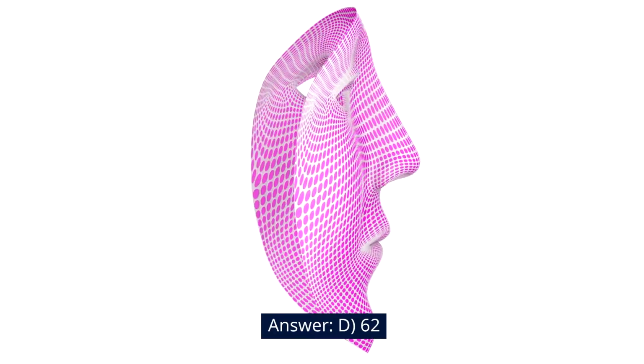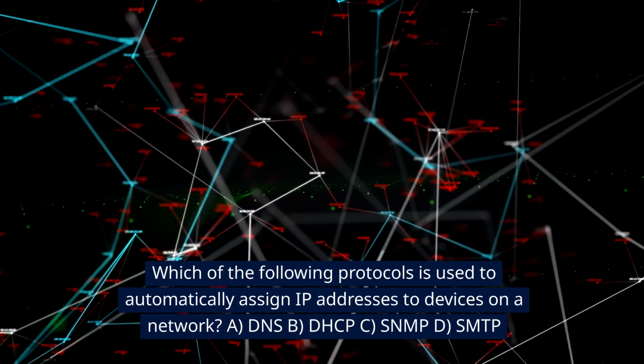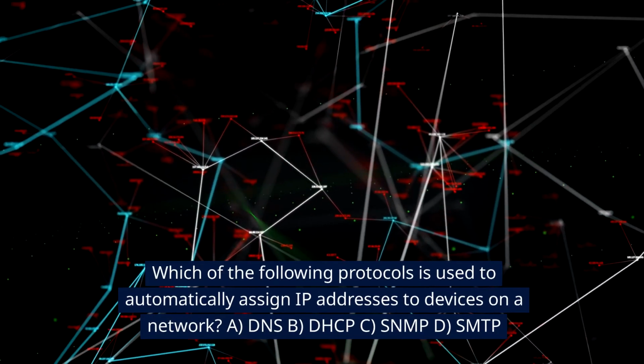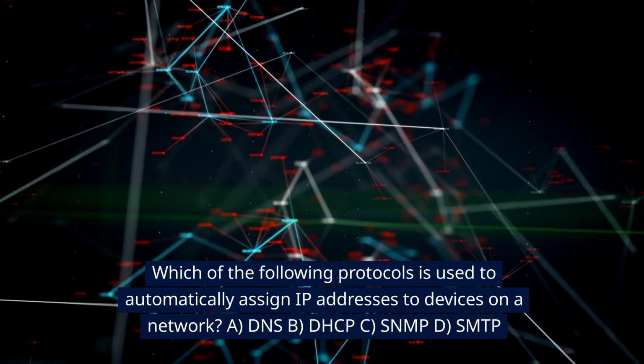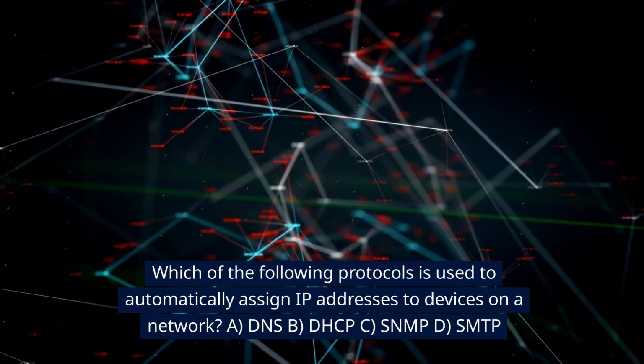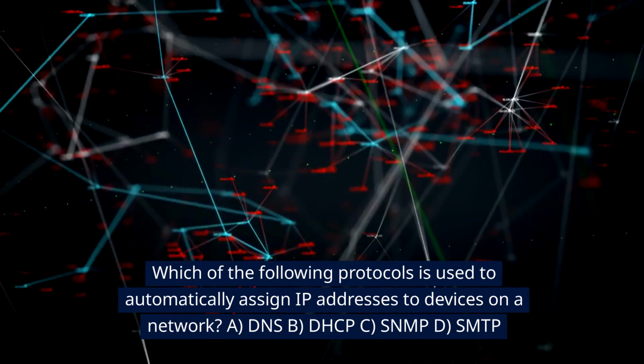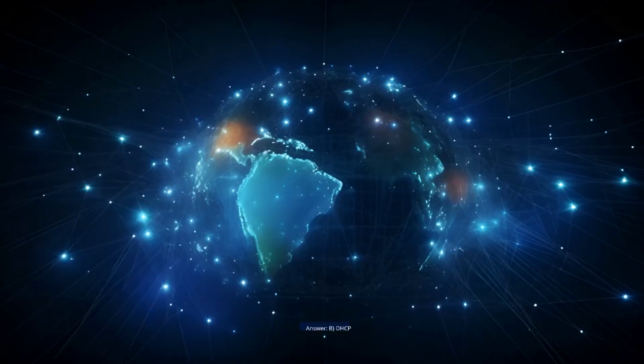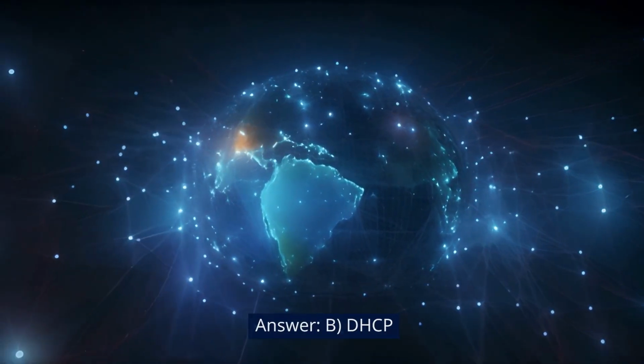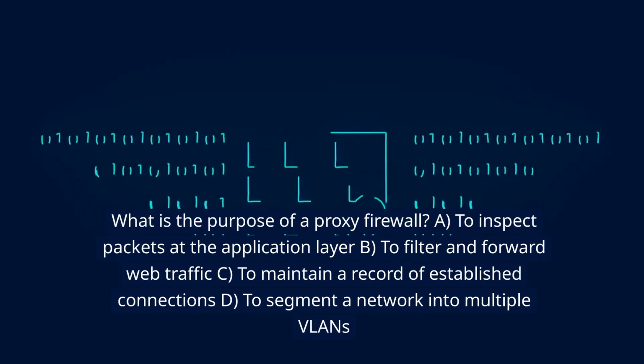Answer: D. 62. Which of the following protocols is used to automatically assign IP addresses to devices on a network? A. DNS. B. DHCP. C. SNMP. D. SMTP. Answer: B. DHCP. What is the purpose of a proxy firewall?